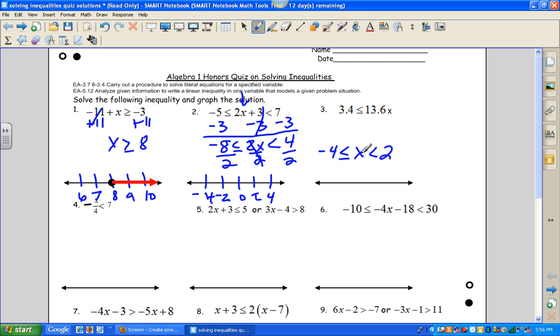Okay, so I want x to be less than 2, so that means I'm going to have an open circle on positive 2. X is greater than or equal to negative 4, so I'm going to have a closed circle on negative 4. And then my answer is going to be what's shaded in between, because it's the intersection of these two. So this is how it's going to look. Because x is less than 2, and greater than or equal to negative 4, you want the intersection of those two. Okay. Alright, next.